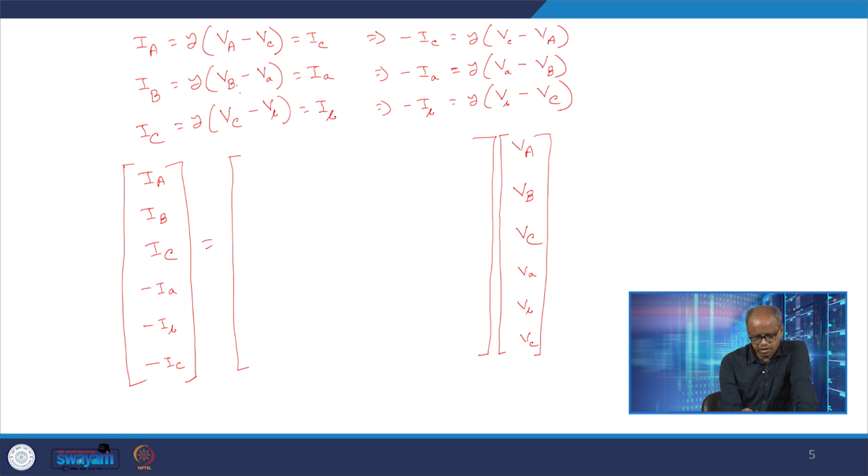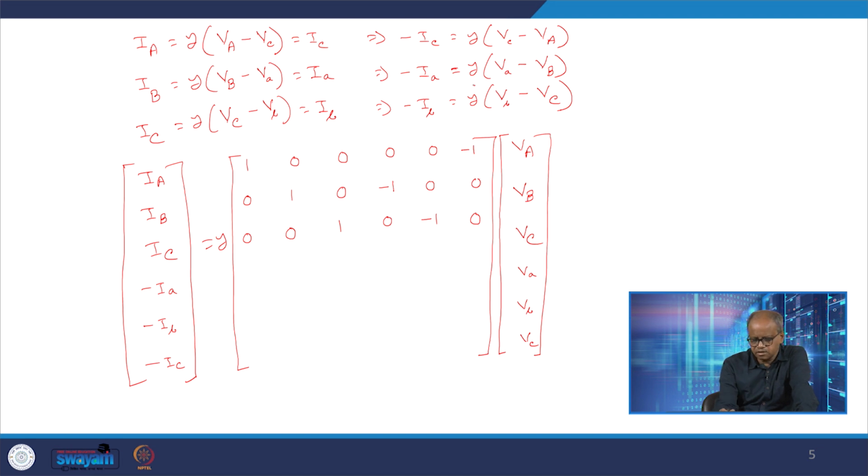So, then my model would be, IA is y into VA minus VC. So, V capital A minus V small c. So, y, because everywhere there will be y. So, 1 0 0 0 0 minus VC. So, minus 1. IB is y into VB minus VA. So, 0 1 0 minus VA. So, it is 1 minus 1 0 0. I capital C is y into V capital C minus V small c. So, 0 0 1 and 0 minus 1 0.